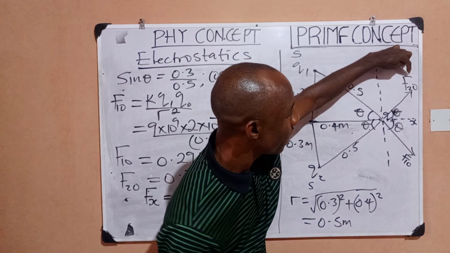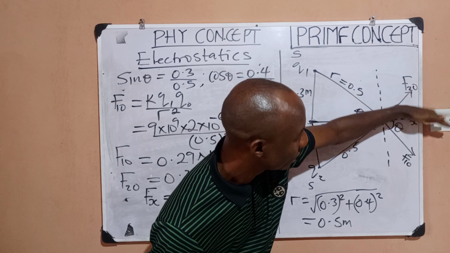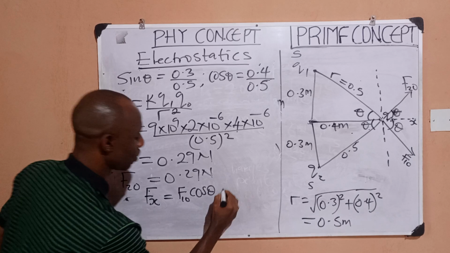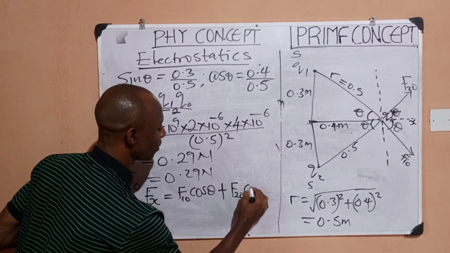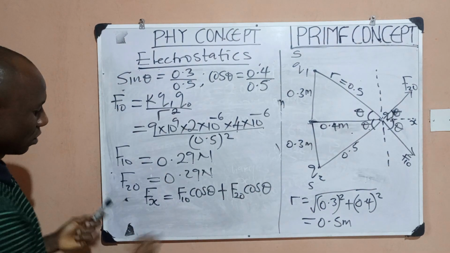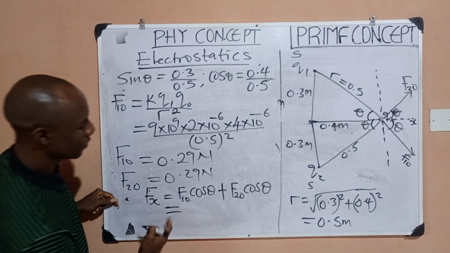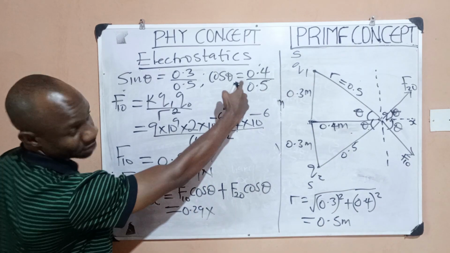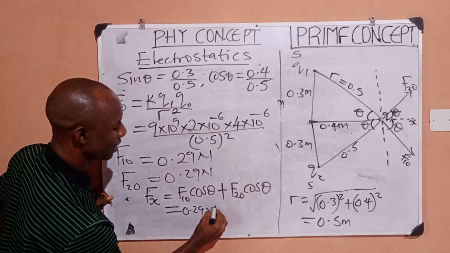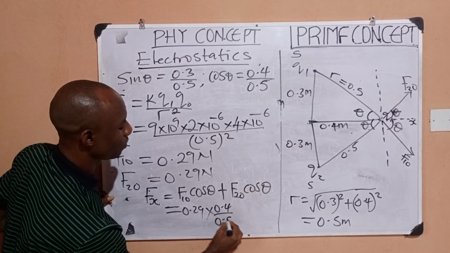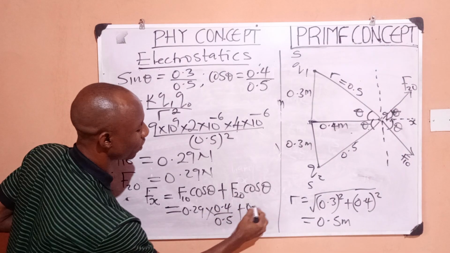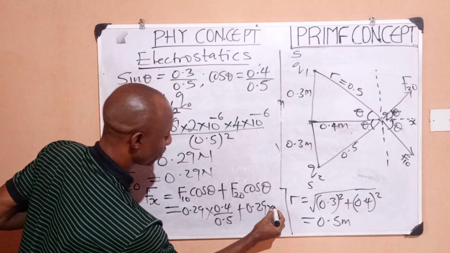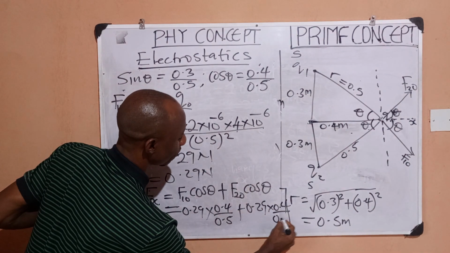Then also F20 can be resolved to the x. When you bring it down, what is happening to the angle theta? It's also closing. So it's going to be plus F20 cos theta. So I'm going to substitute their values now. F10 is 0.29. Cos theta, that is why I had to find it first, is 0.4 by 0.5, plus F20 is 0.29, cos theta is 0.4 by 0.5.